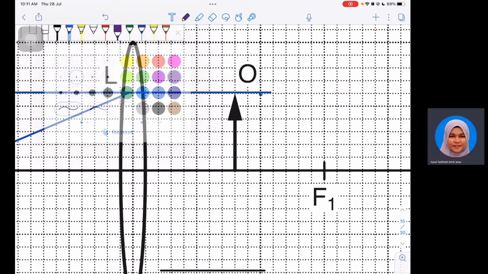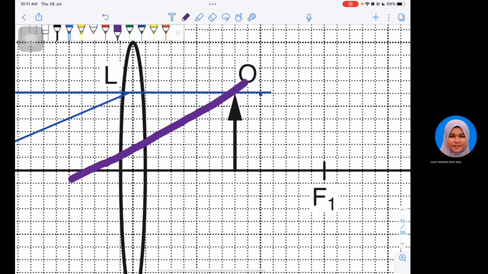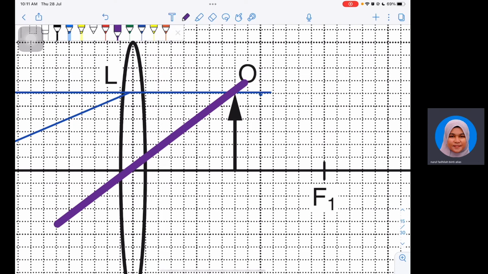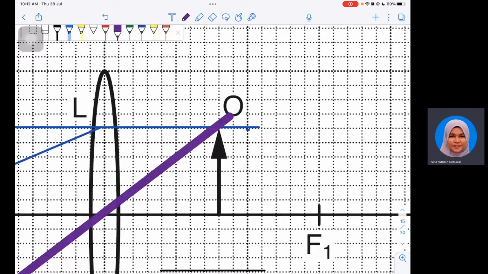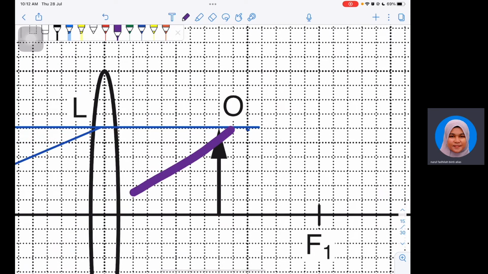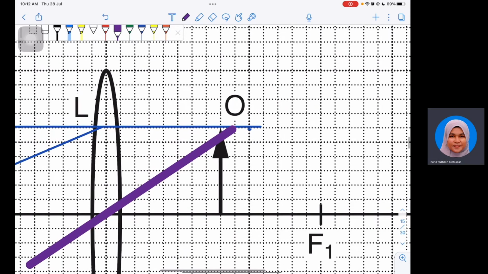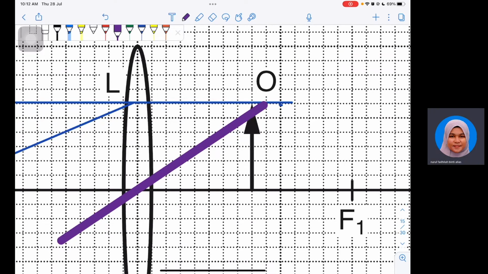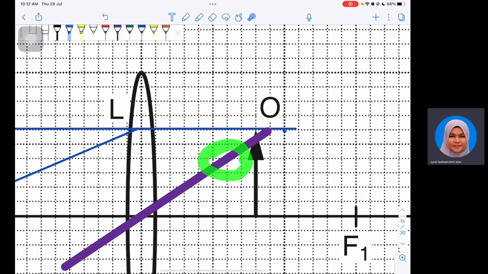Kalau you guna pen tebal, dia macam terlari tau. Bila dia terlari, nampak tak? Macam tu. Ataupun ada student dia tak buat, dia buat ala kadar, dia buat kat sini. Nampak macam betul, tapi that is actually wrong. First, salah, dia boleh jadi salah sebab dia dah ambil point yang lain tu. Sepatutnya dekat tip of the point tu. Betul? Pointer. And then sepatutnya guna pensel yang tajam.